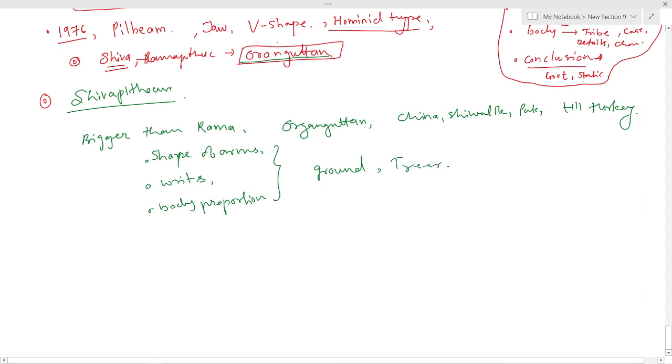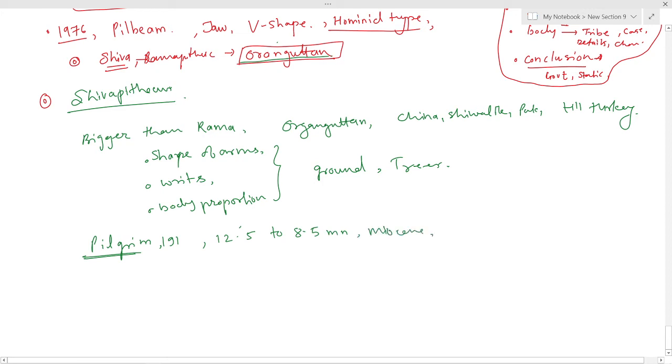The paleontologist Pilgrim, in the 1960s, named it Shivapithecus, or the Great Ape of Shiva. The species is extinct in the ape genus and the chronology is 12.5 to 8.5 million years old, Miocene.